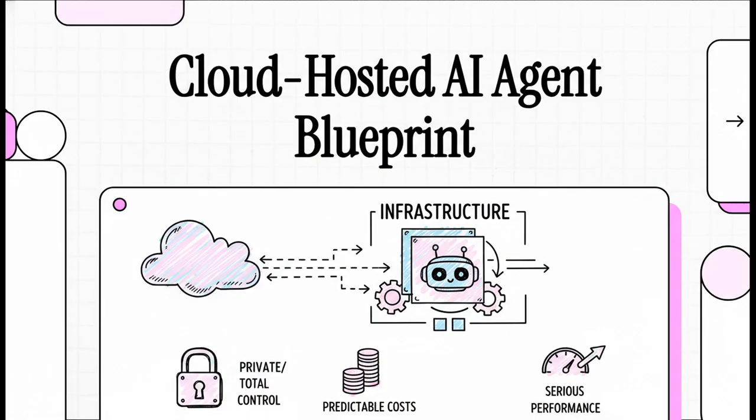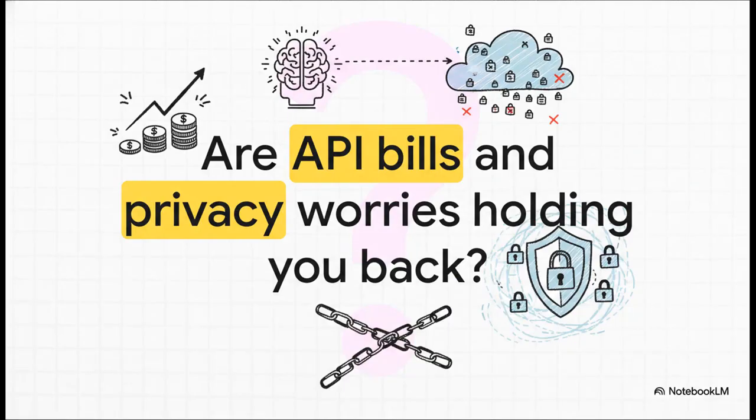Let's get to it. So if you're building with AI agents, you've probably felt this pain. You have this amazing idea, it starts to take off, it starts to scale, and so do the API bills. They just keep climbing. And maybe more importantly, you start asking yourself, am I really comfortable sending all this potentially sensitive user data to a third party? These are the real-world challenges that are making developers look for a better solution.